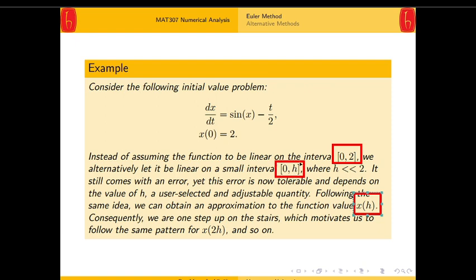Okay, so we assume that the function x is linear from 0 to h, and then we have the slope, because this is the derivative of x, and this will give us the slope. Also, we have a point that the linear function passes through, so then we can find x(h) immediately. Consequently, we are one step up on the stairs, which motivates us to follow the same pattern for x of 2h and so on.